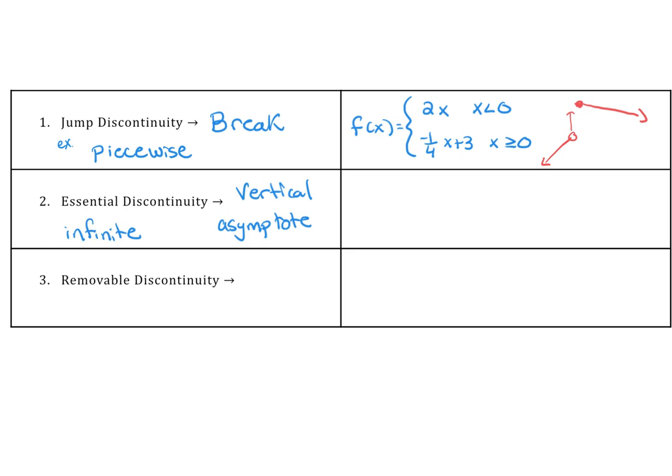The next type of discontinuity is the essential discontinuity, which we also refer to as the infinite discontinuity, and this is when we have a vertical asymptote. So here's an example of a rational function. This denominator cannot be equal to 0, so what value creates a 0? Positive 2. So this is where we have a vertical asymptote at positive 2.